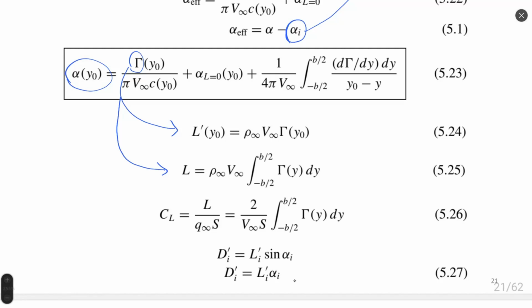And also from equation 25, we will be able to calculate total lift over the wing, and then splitting the forces, we can calculate induced drag over the wing. Assuming that induced angle of attack has a small value, instead of sine alpha, we will use just alpha. In equation 27, we will find a relation between induced drag on the wing and lift on the wing.